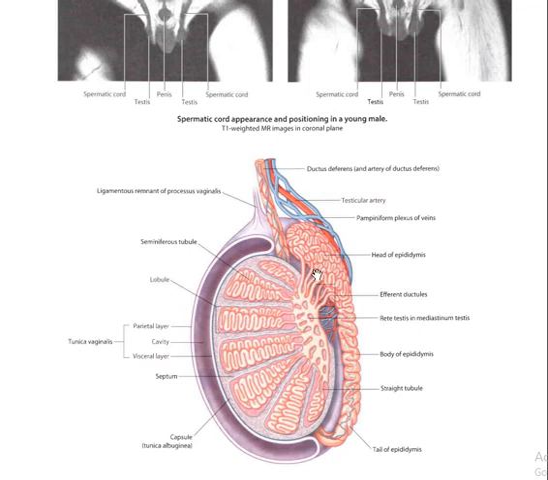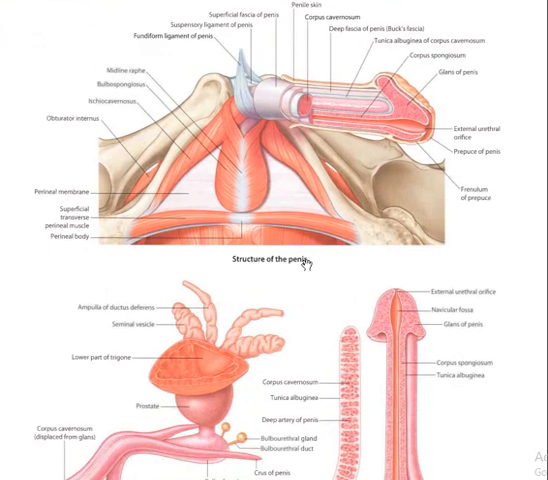The rete testis is going to give out the efferent ductules or the vasa efferentia. Then all of them are going to ramify to form the epididymis. The epididymis is going to give rise to the vas deferens, which is going to come out with different blood vessels attached to it, such as the testicular artery, the pampiniform plexus, and all other vessels.